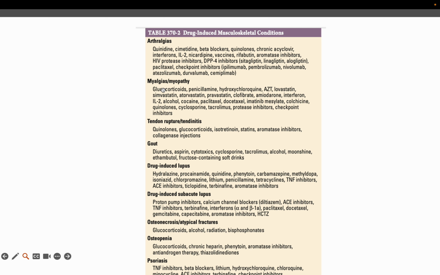Myalgias and myopathies: patients especially complain after starting drugs. They complain of myopathy especially after starting, and there is steroid-associated myopathy and penicillamine. After starting penicillamine they can develop myopathies, and any clofibrate or fibrates can cause myopathy, especially after starting statins. So these are all the common things. If you want to remember the entire list, it's up to you.